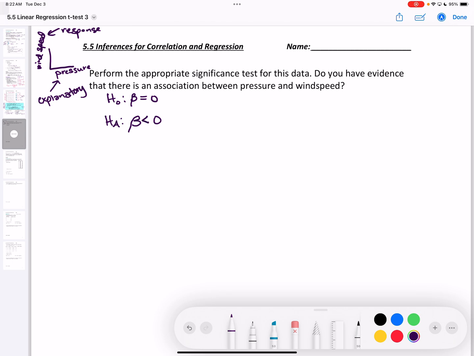So I chose this because of R, okay? You don't have to write that. I'm just telling you how I came up with that, okay? So I chose that because of R. Because R was a strong negative, I'm going to go ahead and make the alternate beta less than 0, negative, okay? All right, the next thing we're going to do is check the conditions.